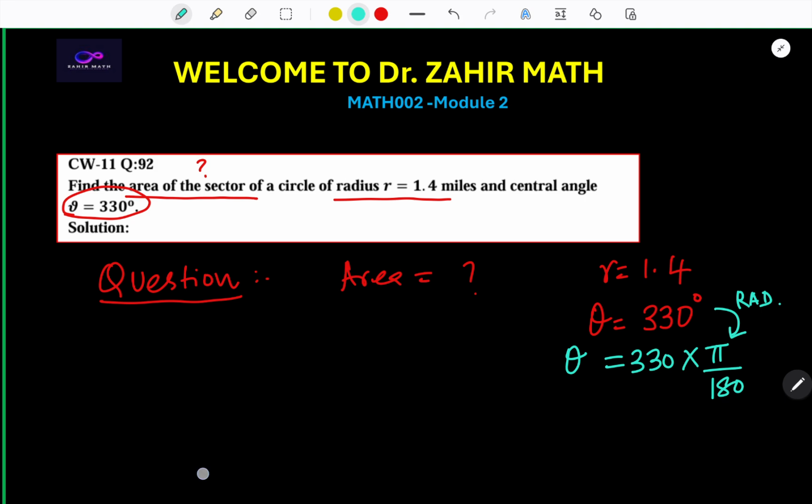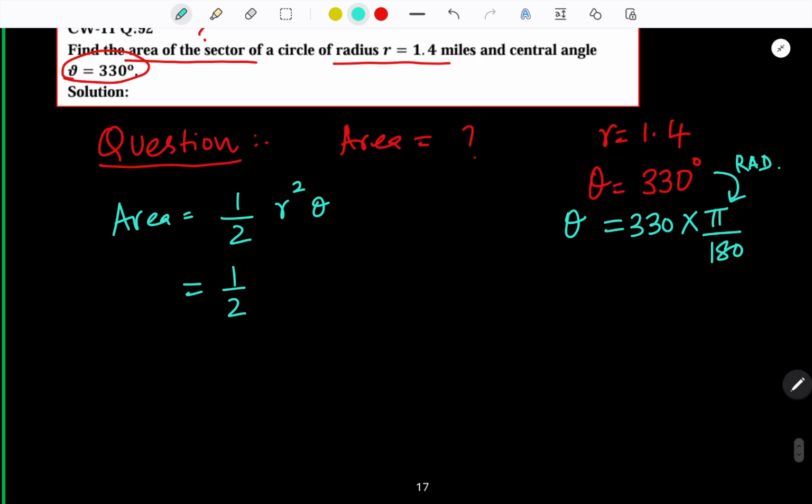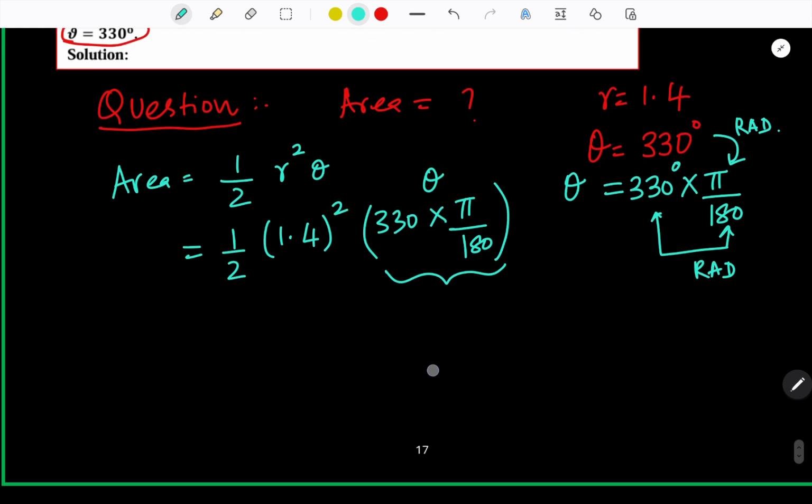Right, let's go for area. The formula is equal to what? Half R square theta. Half R square theta. Right. So this is equal to half times 1.4 square, and the theta is 330 multiplied by pi by 180. This is the whole thing, theta. Because it was in degrees, I converted into radians using this formula.